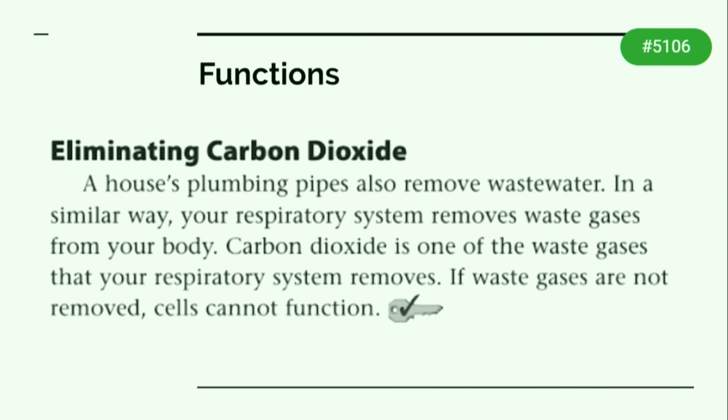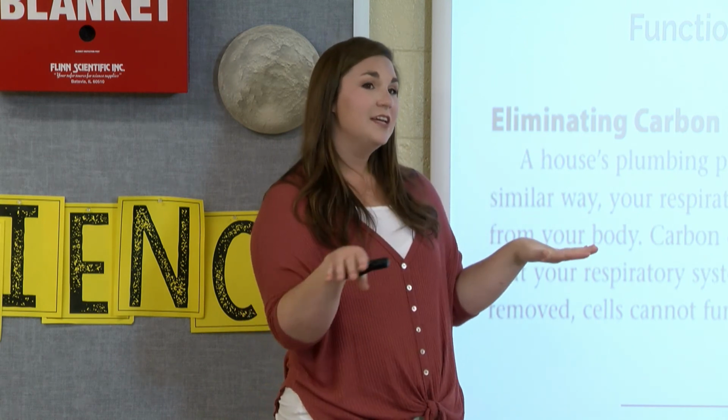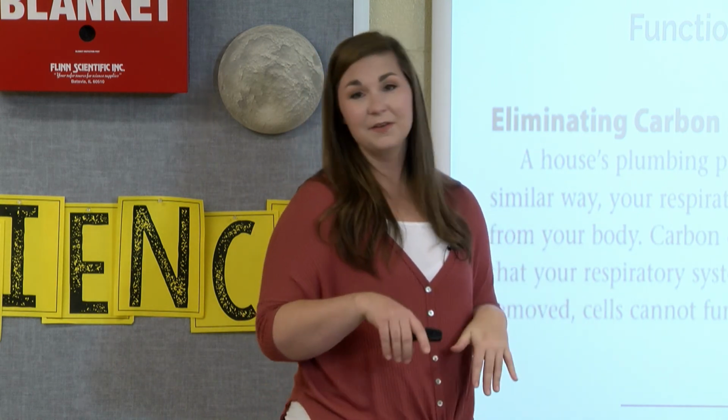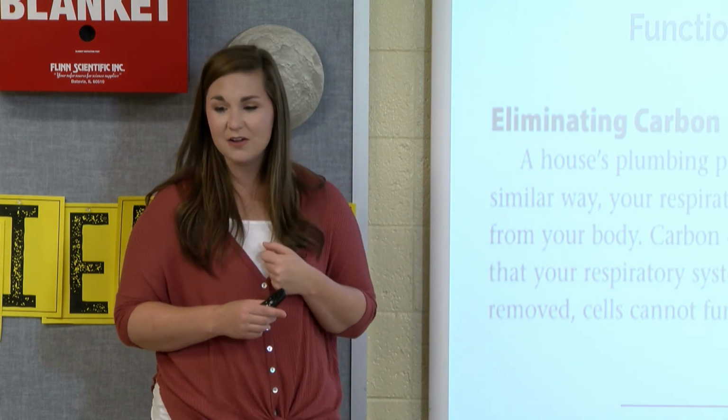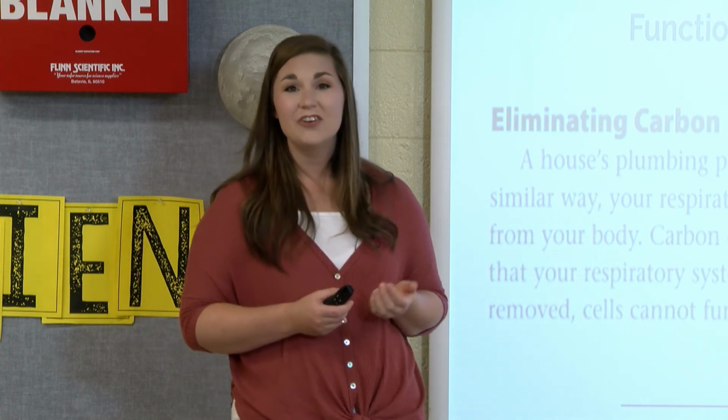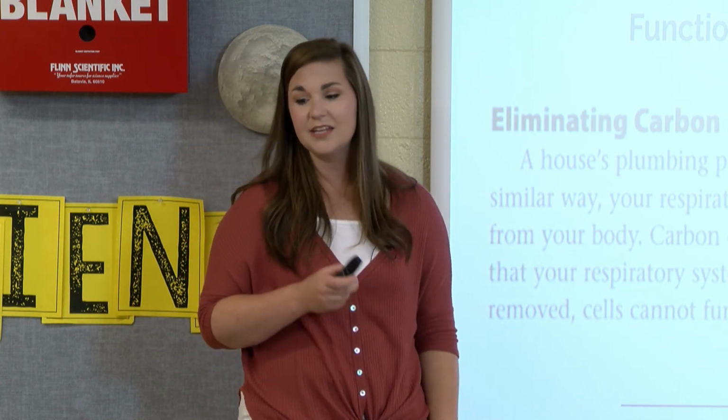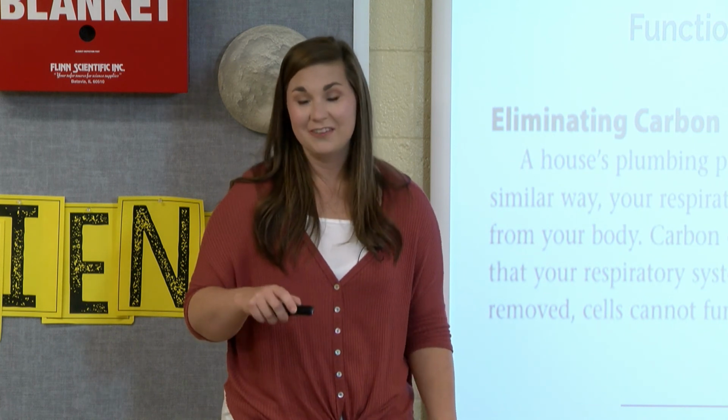Now, not only does your body bring in oxygen and your respiratory system help with that, but your respiratory system also gets rid of, or eliminates, carbon dioxide. We've talked about elimination and excretion, so remember this is a type of excretion. A house's plumbing pipes not only bring in water to where it needs to go, but also get rid of water that's no longer needed. So elimination of carbon dioxide is like eliminating the water from the water pipes in your house. Carbon dioxide is considered a waste gas that your body does not need, so your body wants to get rid of it as soon as possible.